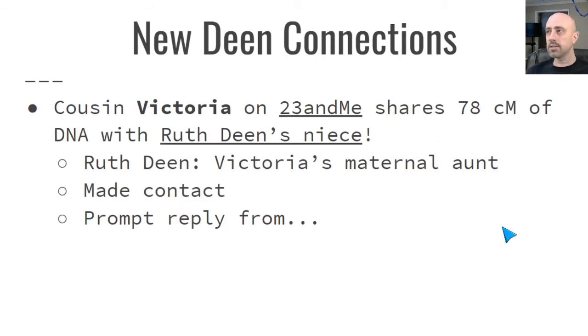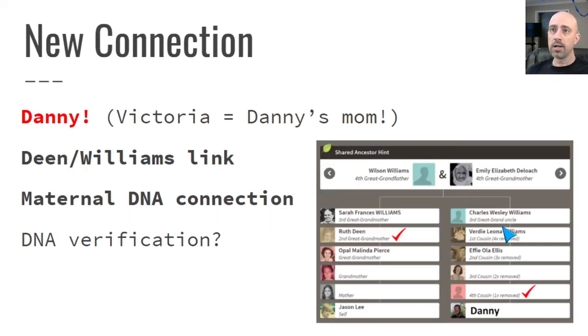Now, in a lot of cases, you won't have more evidence to sort through, but I was lucky enough to find some more evidence. And in this case, I found a match at 23andMe who shared DNA, of course, with me and my family, and also with Ruth Dean's niece. So very interesting, very nice to have Ruth Dean's niece out there in these systems. Nice to see that Victoria shares DNA with my family as well as with Ruth Dean's niece. So, of course, I made contact with Victoria and I got a prompt reply. And that prompt reply came from Danny.